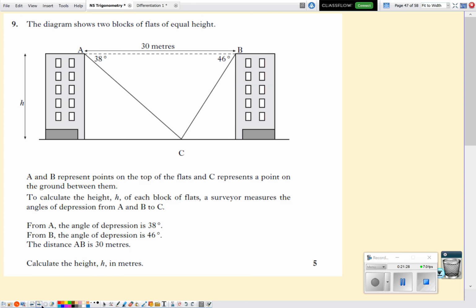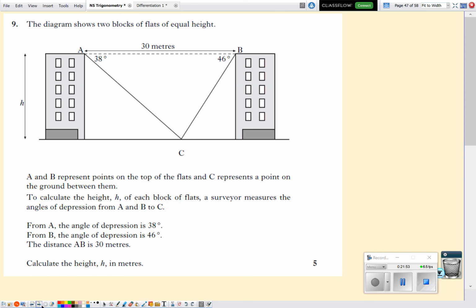The diagram shows 2 blocks of flats at equal height. Okay, happy with that. A and B represent points on the top of the flats, and C represents a point on the ground between them. To calculate the height h of each block of flats, a surveyor measures the angles of depression from A and B to C.